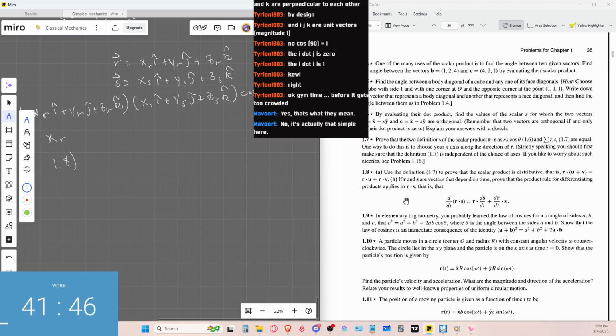Here we go, 1.8. Okay, use the definition to prove the scalar product is distributive. That is, R dot (S plus T) is equal to... If R and S are vectors that depend on time, prove that the product rule for differentiation applies to R dot S. Oh, this is more interesting, actually.